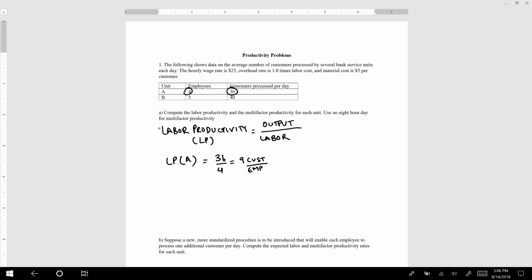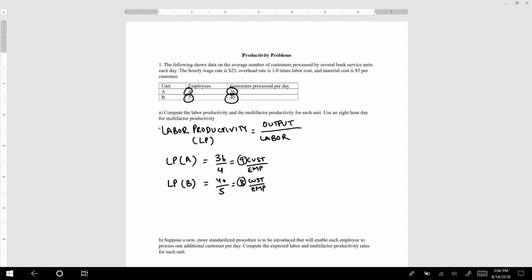So the labor productivity for unit B would be they process 40 customers divided by the number of employees, which is 5. So the labor productivity for unit B would be 8 customers per employee. So what this means is in a given day, in unit A, each employee will process 9 customers, and in unit B, each employee will process 8 customers.